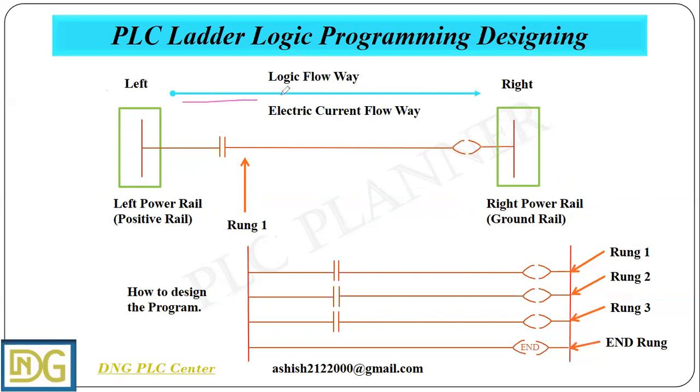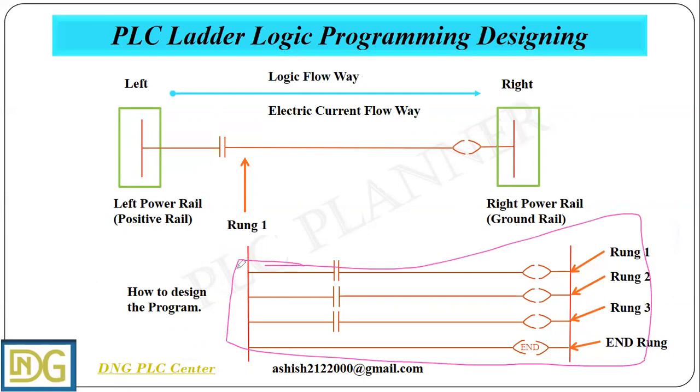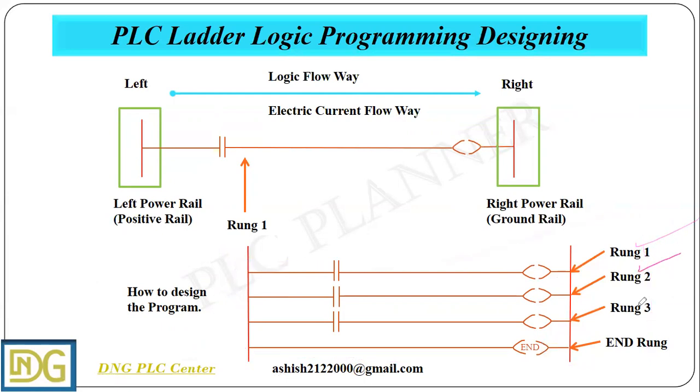And this is the flow of our logic. Electric current flows from this side to this side. When we connect this path, our electricity and logic flow from left to right. And how to design the program? Here I present a simple program. This is rung 1, rung 2, rung 3, and this last rung represents the end of the program.